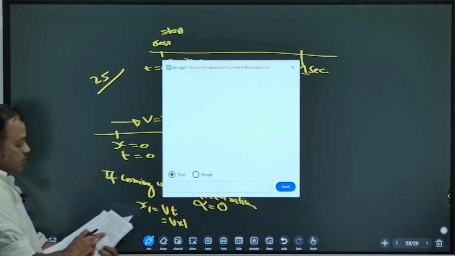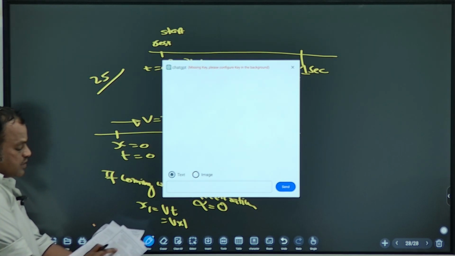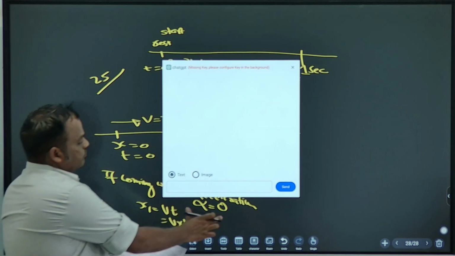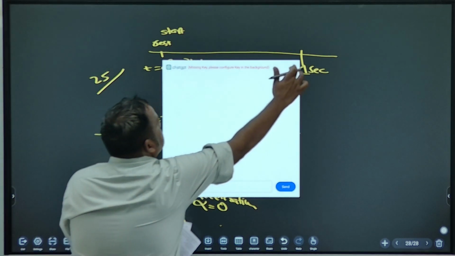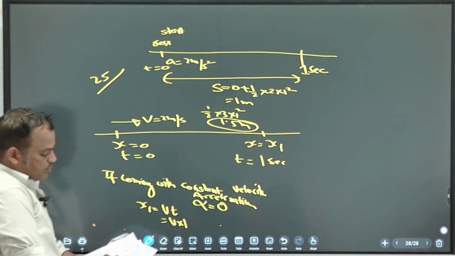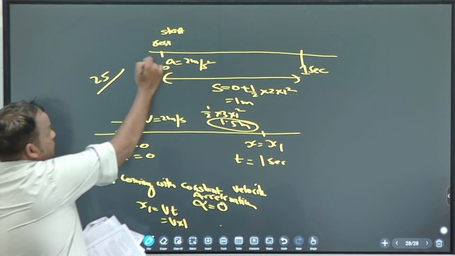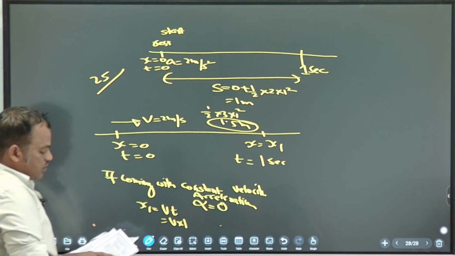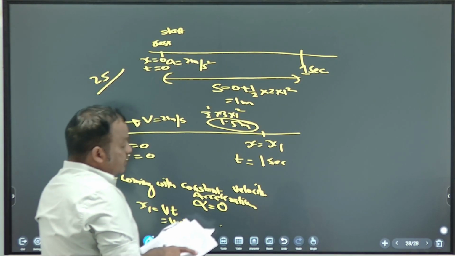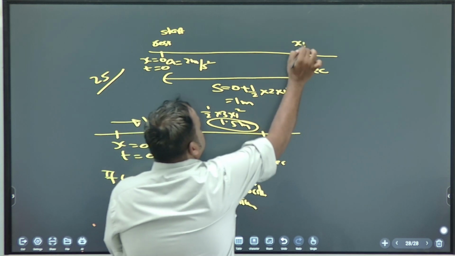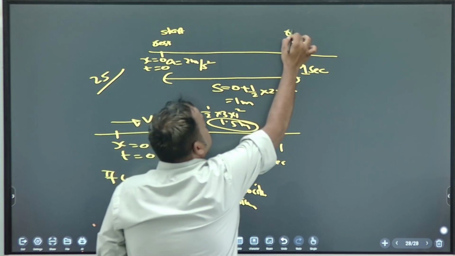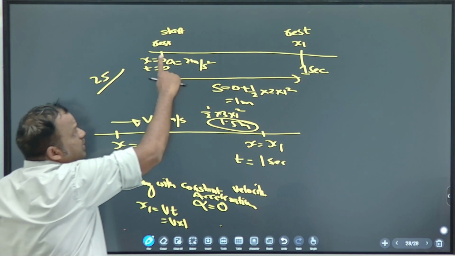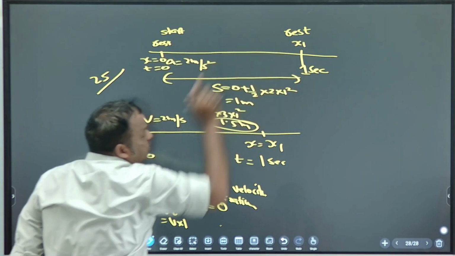Oh, wait. Second line, what is it saying? At t is equal to 0, where is the particle? X equal to 0, and it is at rest. And t is equal to 1, it is at x1. Again coming to rest. Means here rest, but after 1 second it is here and rest.